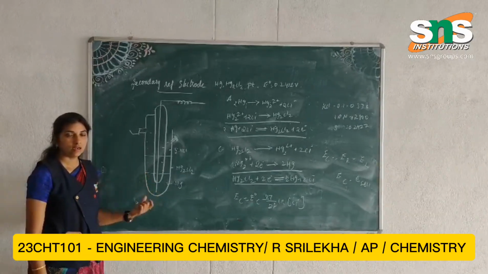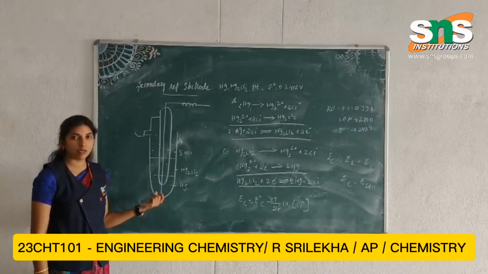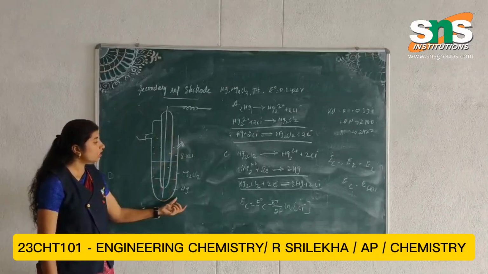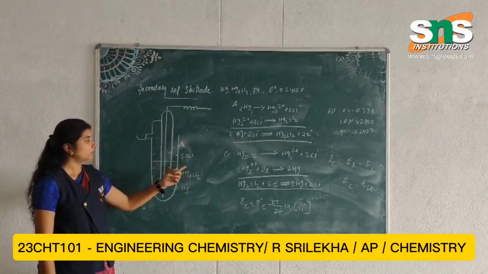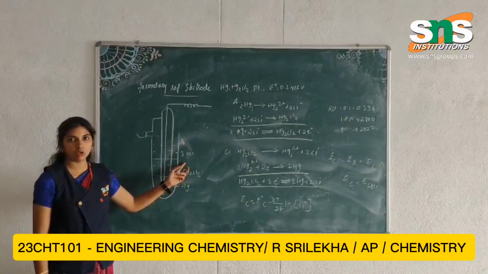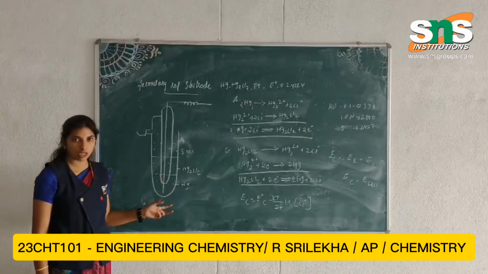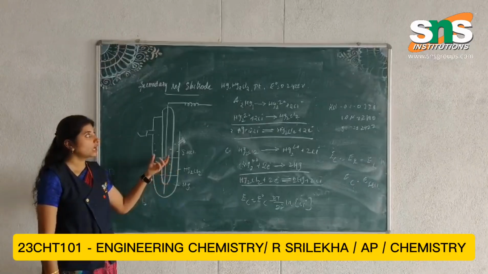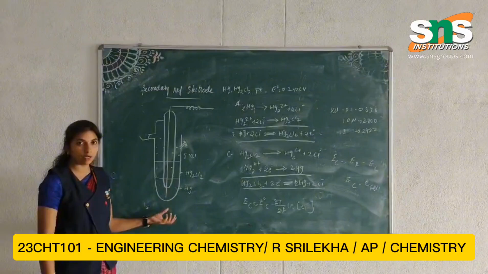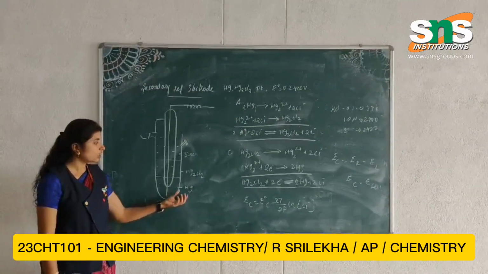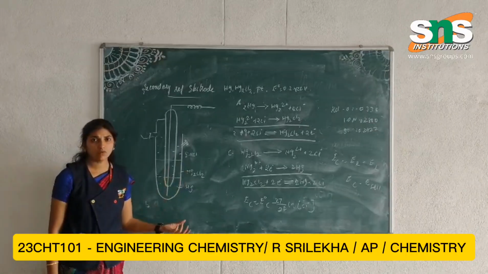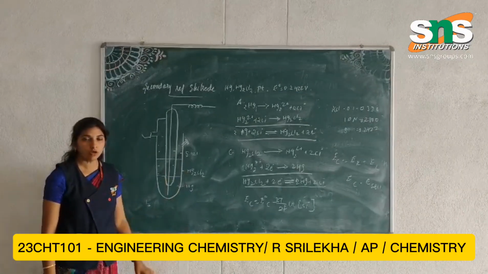And now the cell representation, how the cell can be represented using the calomel electrode. The cell representation is Hg, Hg2Cl2, saturated KCl, Pt, and it produces an EMF of E0 equal to 0.2422 volts. This is the cell representation, and the potential developed using this electrode is about 0.224 volts.